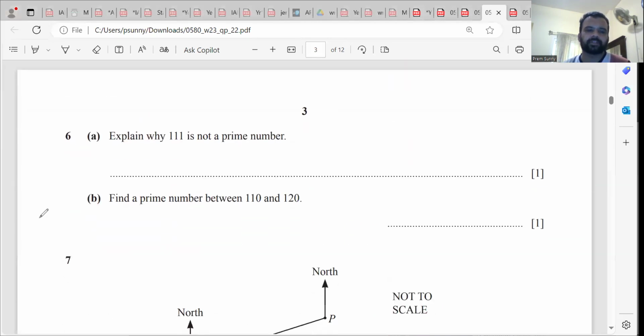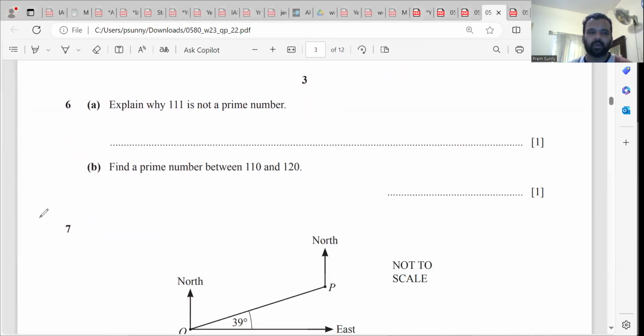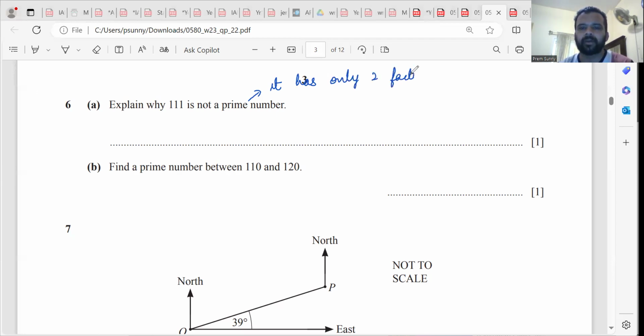Now moving on to the next one, explain why 111 is not a prime number. 111 is not a prime number because it has more than 2 factors. Prime number means it has only two factors, that is 1 and the number itself.